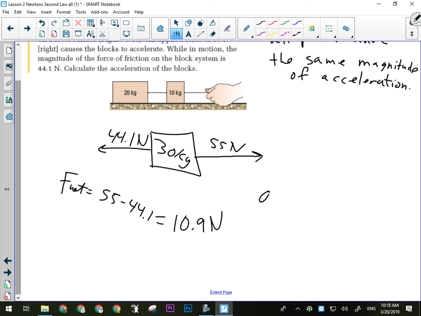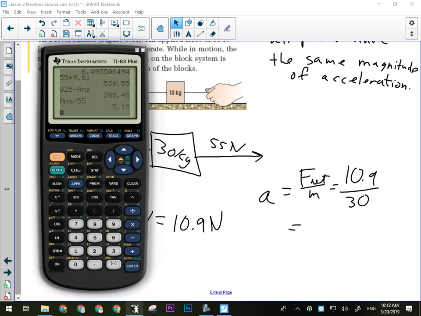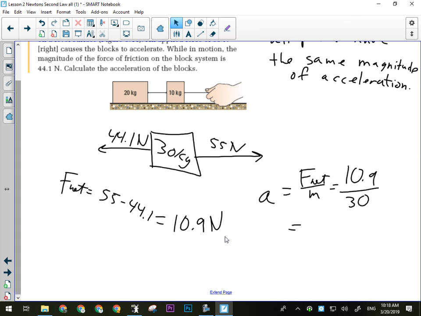All right, so to get the acceleration then, we've got F net divided by mass. So that's going to be our 10.9 divided by 30. Okay, so we got 0.36 meters per second squared. Okay, and in this case, can I put a direction on that? Yes, I can. They're both moving in the same direction.